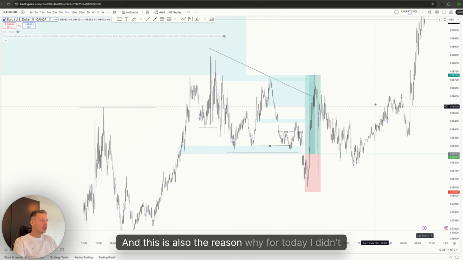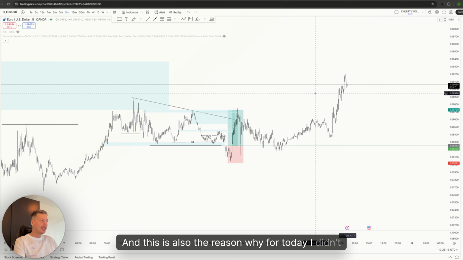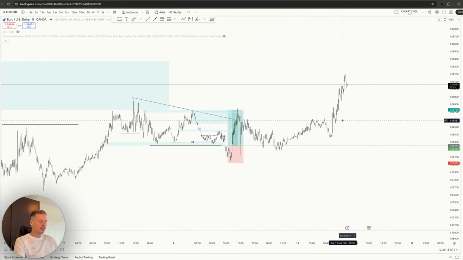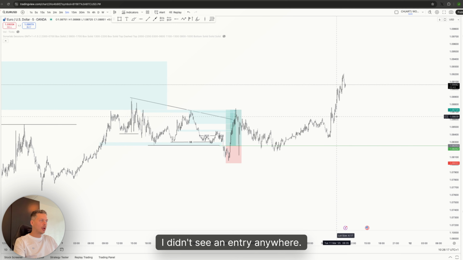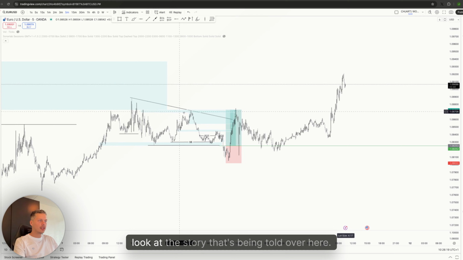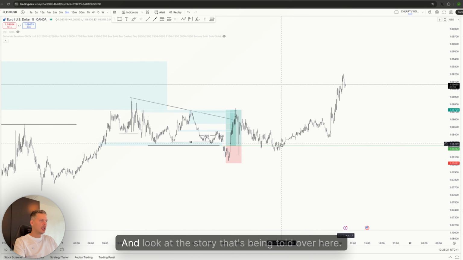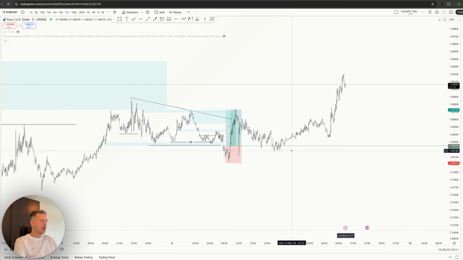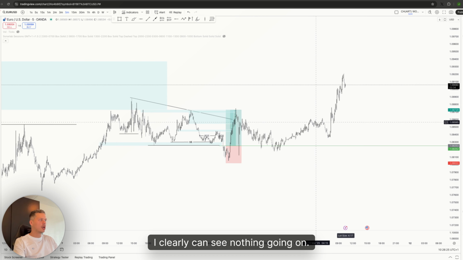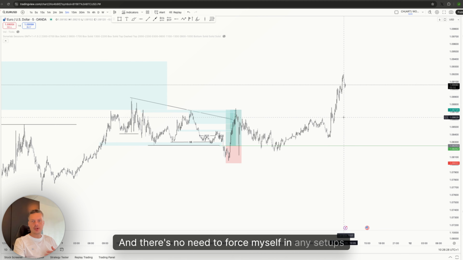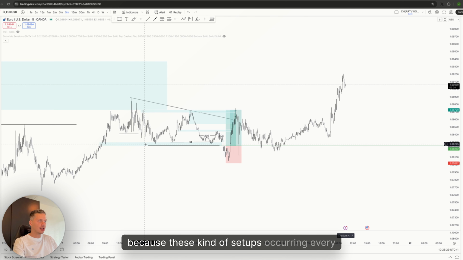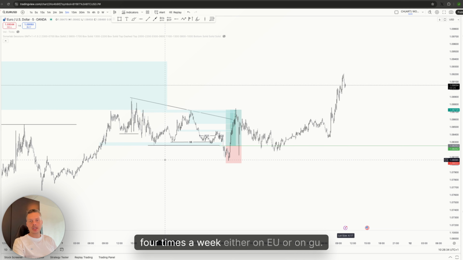And this is also the reason why for today I didn't see an entry as well. I didn't see an entry anywhere, because look at the story that's being told over here and look at the story that's being told over here. I clearly can see nothing going on, and there's no need to force myself into any setups, because these kinds of setups are occurring every 2, 3, 4 times a week, either on EU or on GU.